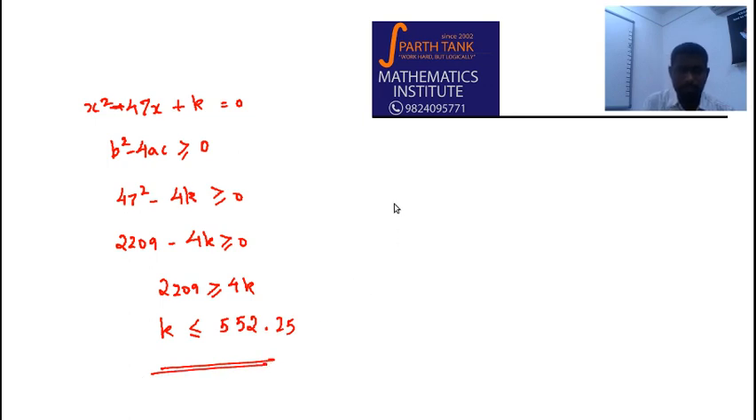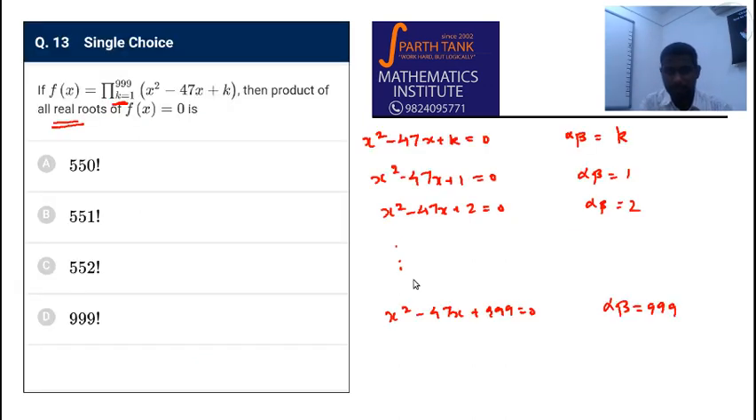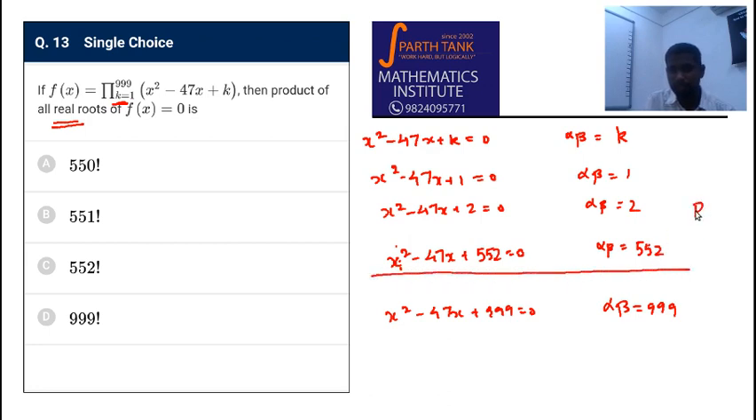Therefore, the maximum value that k can take is 552 to have real roots. 553 onwards would be imaginary roots. Therefore, in this sequence here, x square minus 47x plus 552 equals 0. The product of the roots is going to be 552. Till here we'll have real roots, and everything beyond this is going to be complex conjugate.